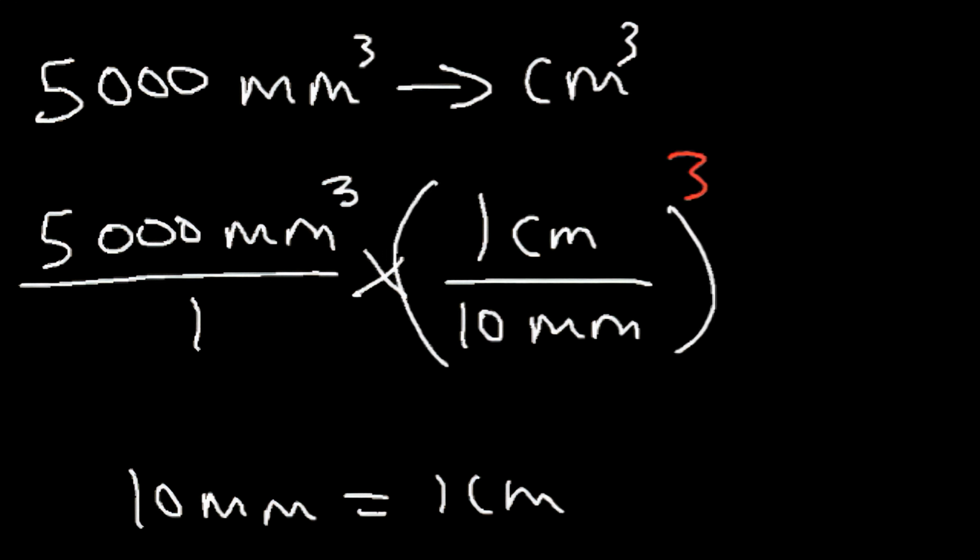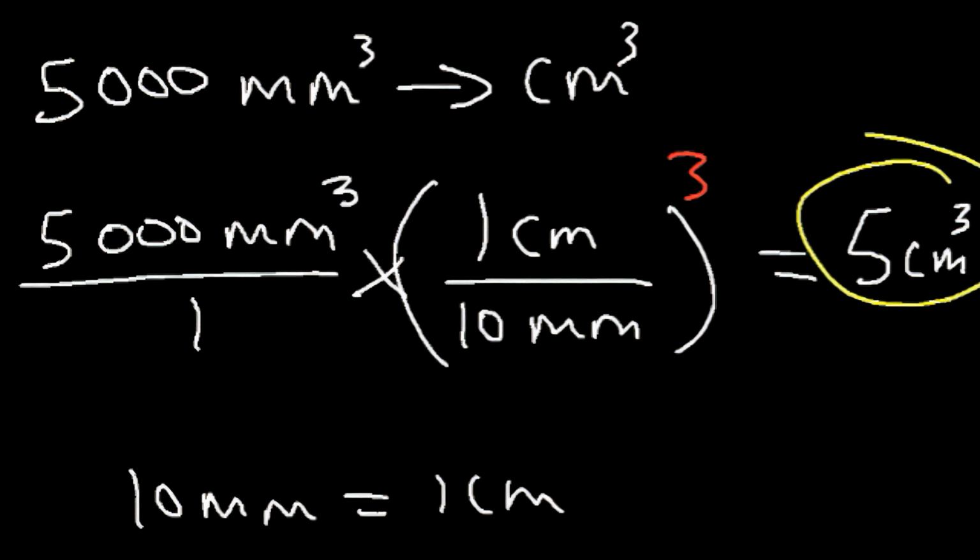So we need to divide 5,000 by 10 3 times, or by 10 cubed, which is 1,000. 5,000 divided by 10 is 500. 500 divided by 10 is 50. 50 divided by 10 is 5. So this is 5 cubic centimeters. Or you could say 5,000 divided by 1,000 is 5. So now you know how to convert from one unit of volume to another unit of volume.